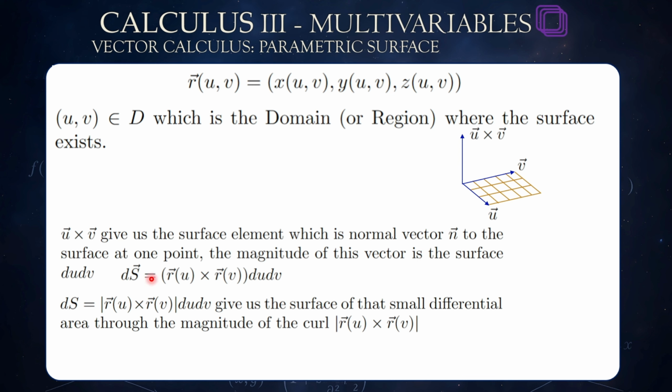dS is the surface component equal to Ru cross Rv du dv. dS in magnitude is equal to the modulus or the size of Ru cross Rv. It gives us the surface of that small differential area through the magnitude of Ru cross Rv. When we integrate it over the region, you get the surface of the entire area.